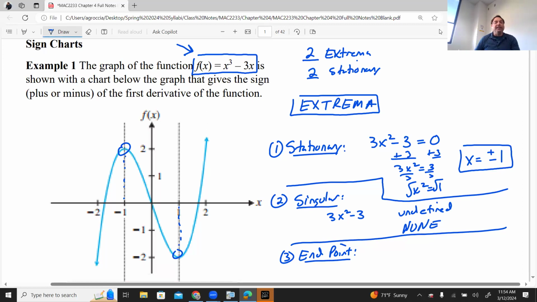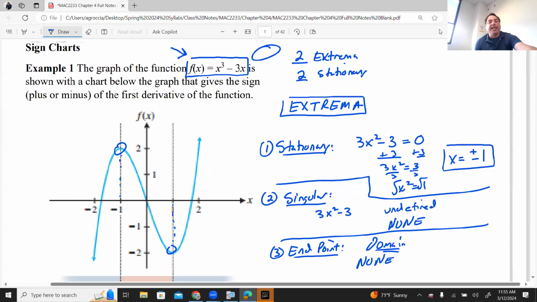Now, endpoint. Endpoint would be given to us when they give us a domain. A domain's like start here and here. Did they give us any domain, where to start, where to end, anything like that? Nope. So there are no endpoints. Now, the deal with this process of stationary, take the derivative, set equal to 0 and solve. Singular, look at the derivative, see where it's undefined. Endpoints, look at the domain. This gives us potential candidates for extrema, but it doesn't say for sure. You don't know for sure until you check it.